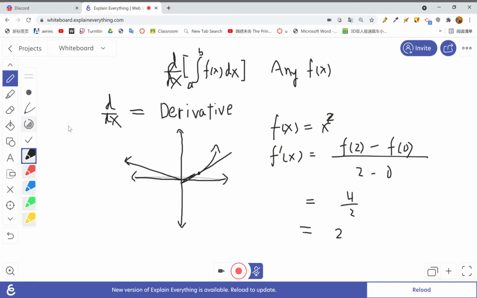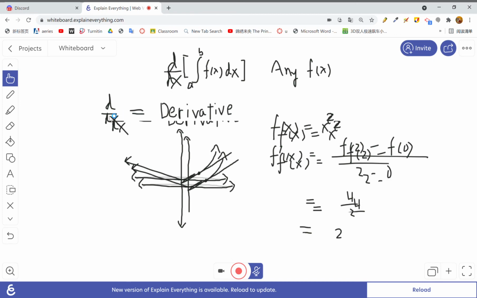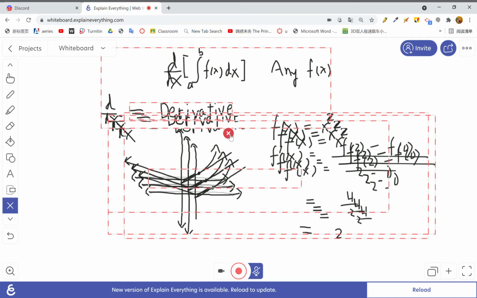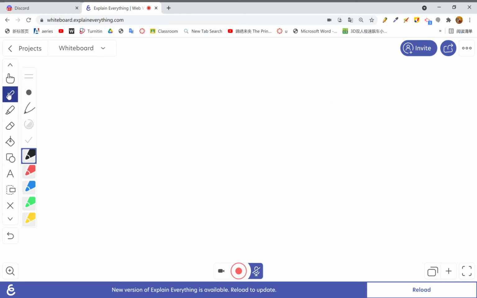So let's erase these things. So basically, we know that this is the instantaneous rate of change at that moment. Wait, what just happened? Okay, so now let's look at something.